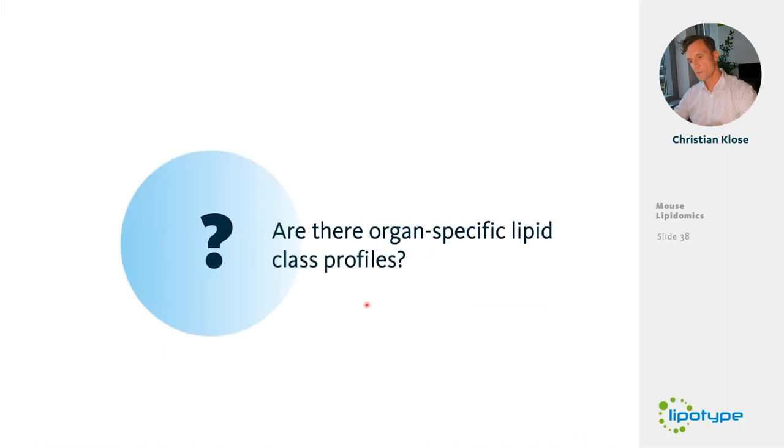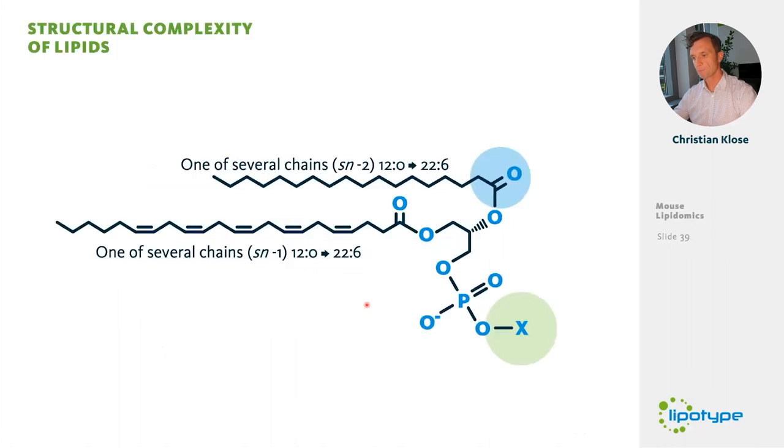So the next question this data set allowed us to address was, are there organ-specific lipid class profiles, actually? To remind you, in addition to the compositional complexity that we have just looked at, there's a large degree of structural complexity when we talk about lipids. But we wonder whether some of the lipid classes can take on a larger variety of different fatty acid side chains, for example, giving rise to a larger variability of their lipid species composition.